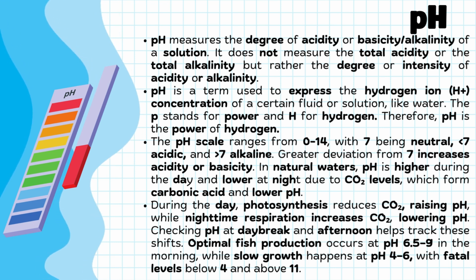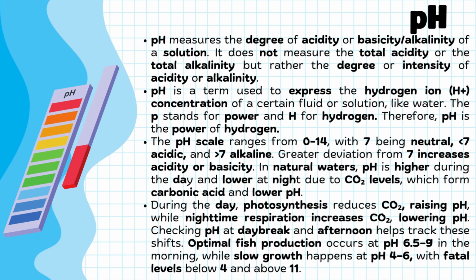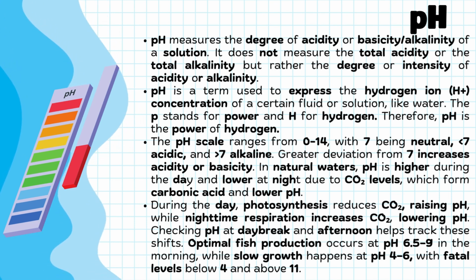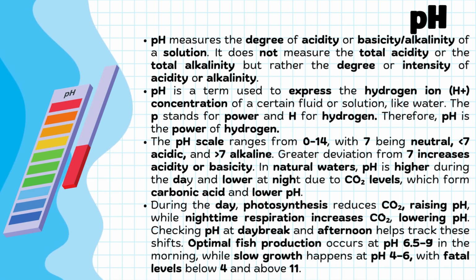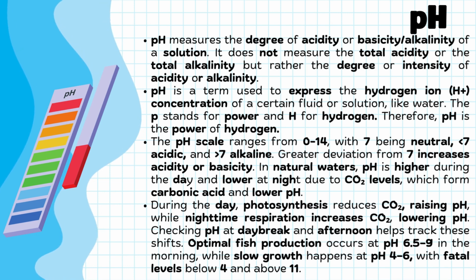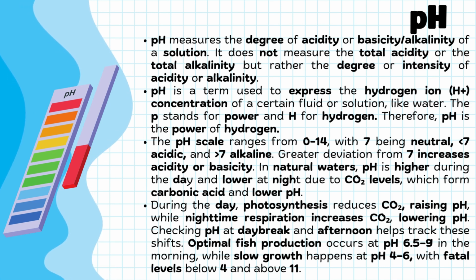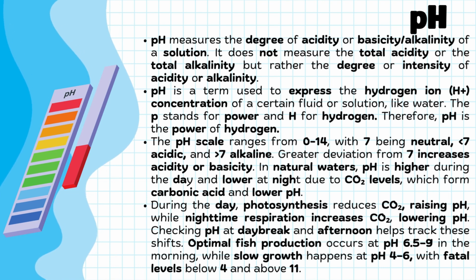So let's talk about monitoring and ideal pH levels. You should check pH at daybreak and afternoon to track daily fluctuations. The best pH for fish production is 6.5 to 9 at daybreak. At pH 4 to 6, we can notice signs of slow growth. And below pH 4 or above pH 11, this can potentially lead to mortality.